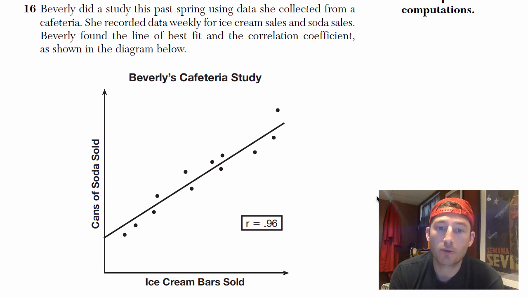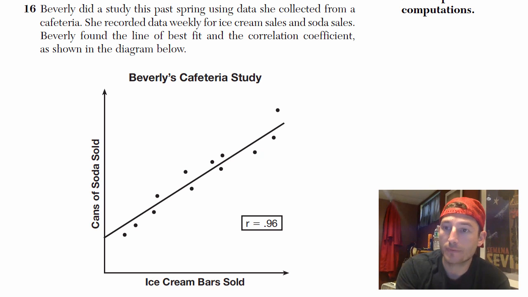So if you know anything about graphs, correlation coefficients that are really close to 1 are strong. That means that two variables are associated really, really well. When one happens, the other one seems to happen. Doesn't mean they cause each other, they just kind of happen together.